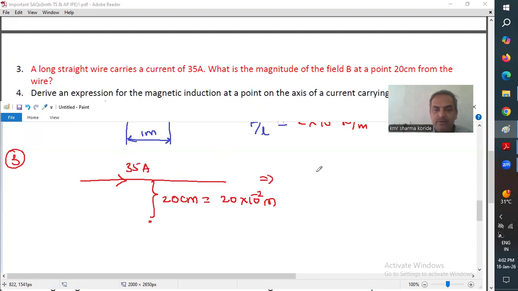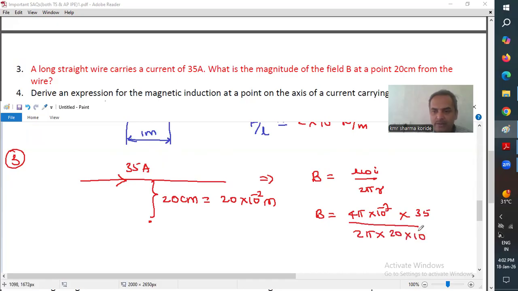So directly we can use from Ampere circuital law, B equal to mu naught I by 2 pi R. Actually this is integral B dot dl is equal to mu naught times the current. On simplifying this, you will finally get this one. So B equal to mu naught is, just now you have done one question, 4 pi into 10 to the power of minus 7, that is mu naught. Current is 35 amperes divided by 2 pi. How much is R? 20 centimeters. So 20 into 10 to the power of minus 2.